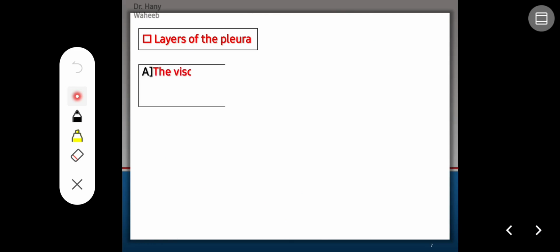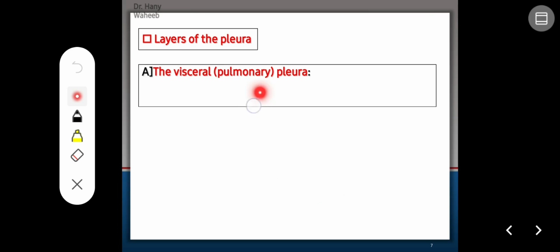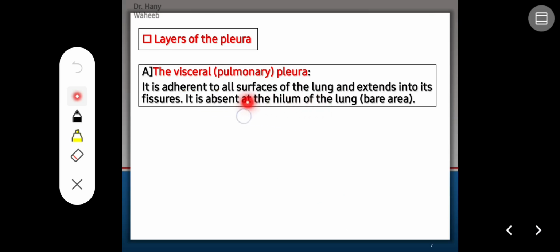So the pleura has two layers. First layer is the visceral or the pulmonary pleura. This layer is adherent to all surfaces of the lung and extends into the lung fissures. It is absent at the hilum of the lung. This is the bare area of the lung, the area which is not covered by the visceral pleura, it is the hilum of the lung. So the visceral or the pulmonary pleura is adherent to all surfaces of the lung.